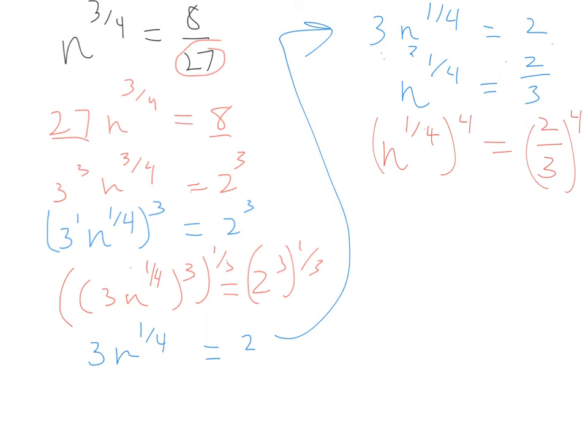Now, using that index law, when we raise a power to a power, we multiply those. So 1 over 4 times 4 just gives us 1. So we're going to have n to the power of 1, or just n. 2 to the power of 4 is 16. 3 to the power of 4 is 81. So that's what we end up with there. N equals 16 over 81.